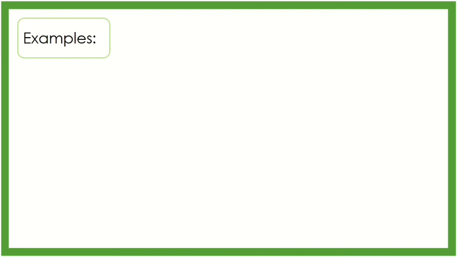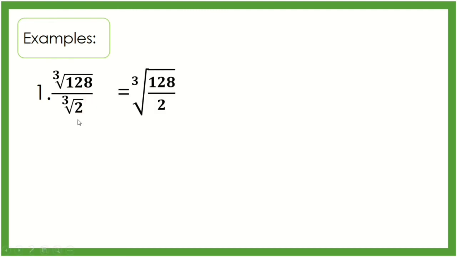Let us have examples. Let's simplify using the fourth law of radicals. Number 1, cube root of 128 over cube root of 2. Okay, so this is equal to cube root of 128 over 2, since parehas yung kanilang mga index. Then simplify, we have 128 over 2 is equal to 64. So, we have cube root of 64.